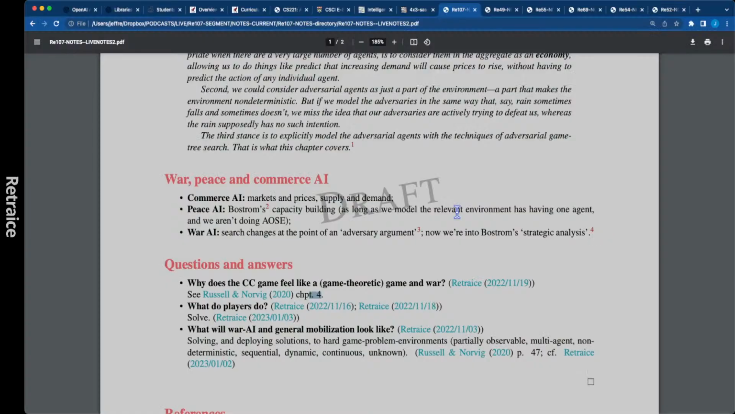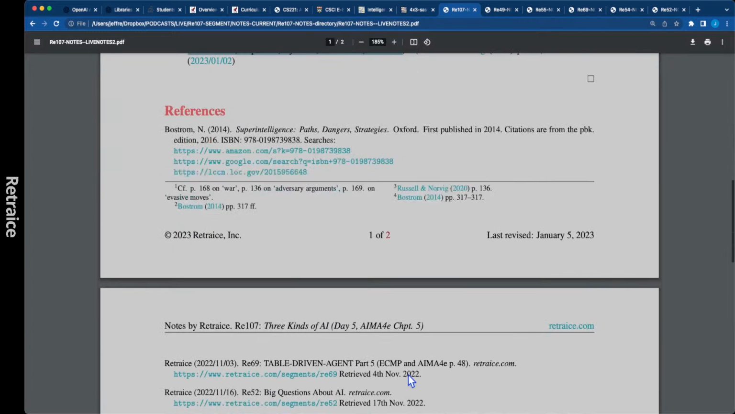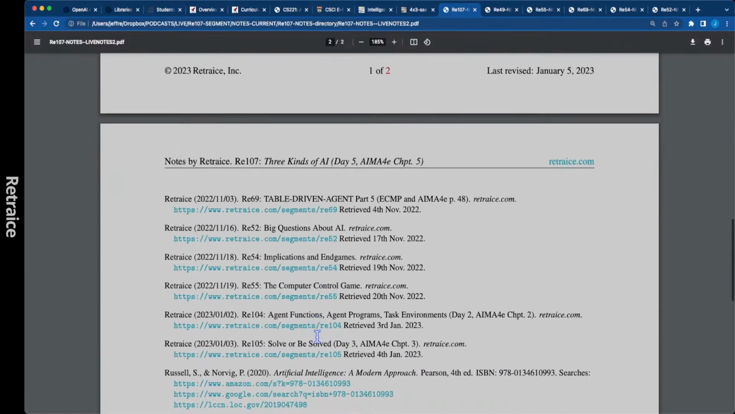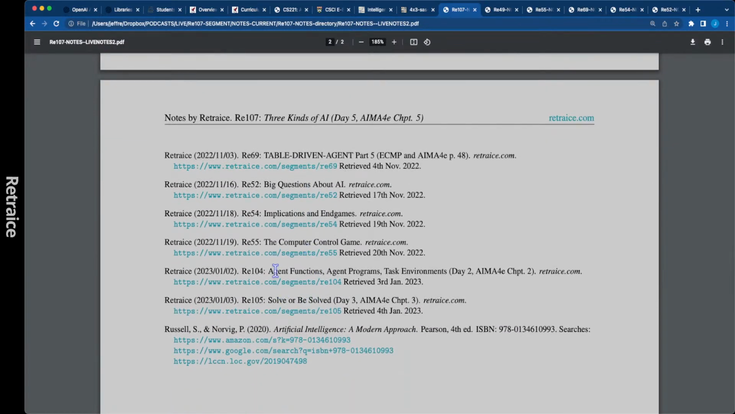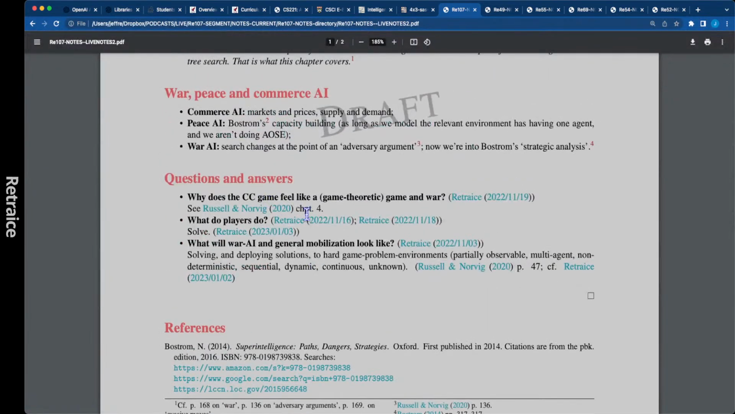And what do we mean by a hard environment? Well, we just take the environment model. I forget, it's in the notes again here, but this list of features of the environment: partially observable, multi-agent, non-deterministic, sequential, dynamic, continuous, and unknown. We talked about those previously, in the segment on the agent function. This one, Re104. Re104 was the answer to the other thing, I think, too.